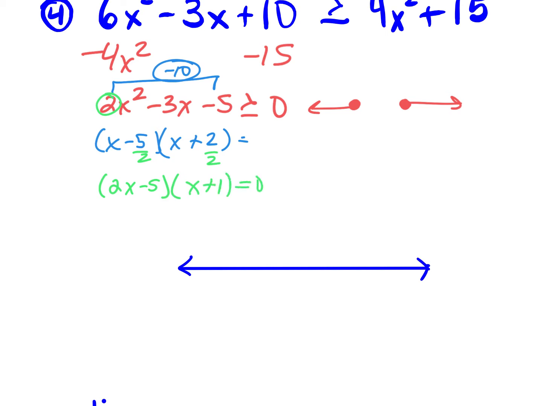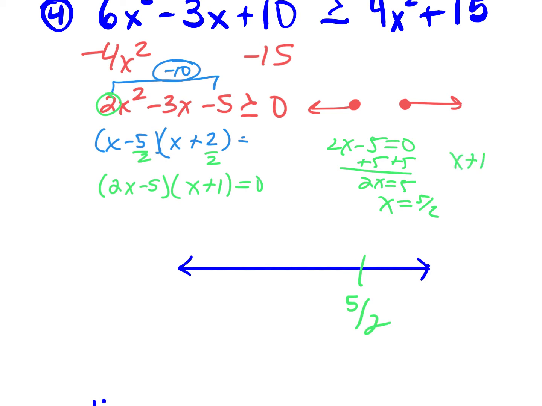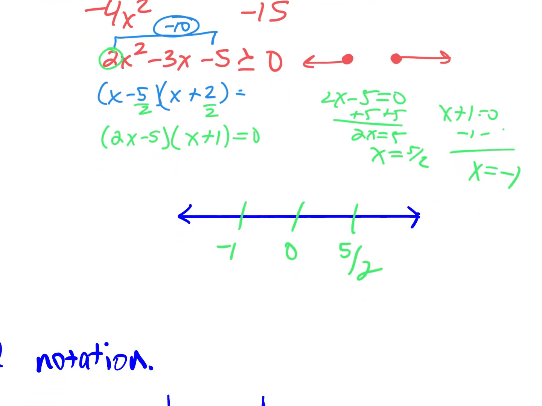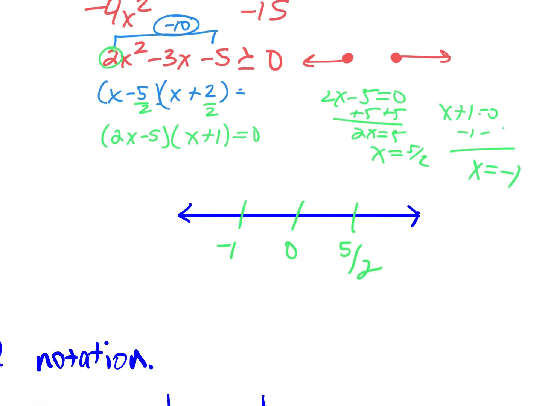So now we solve this. When I say 2x minus 5 equals 0, I'm going to add 5 to both sides. So 2x equals 5. Divide both sides by 2, I get x equals 5 over 2, right? And then here, x plus 1 equals 0. I just subtract 1 from both sides, so x equals negative 1. What goes in the middle? 0. Okay, good. What kind of dots do I have at both negative 1 and 5 over 2? Both of them are closed. How come?